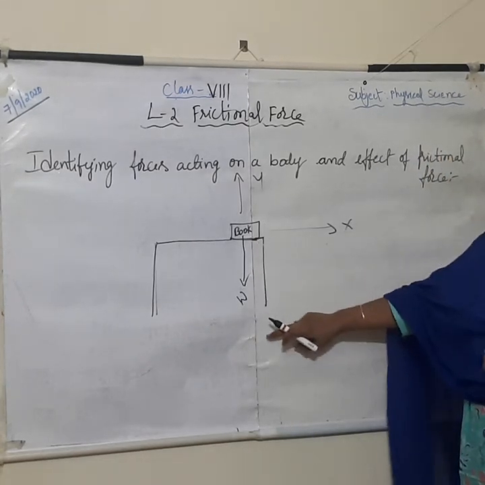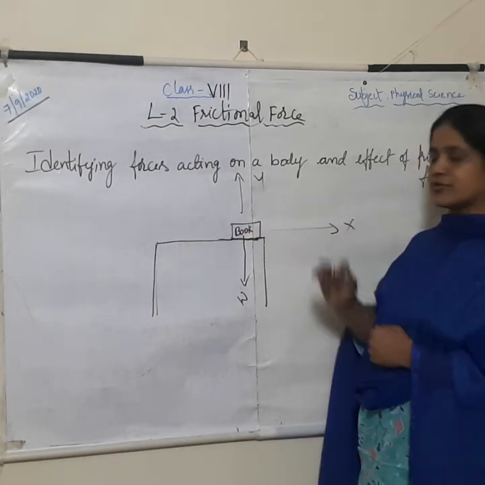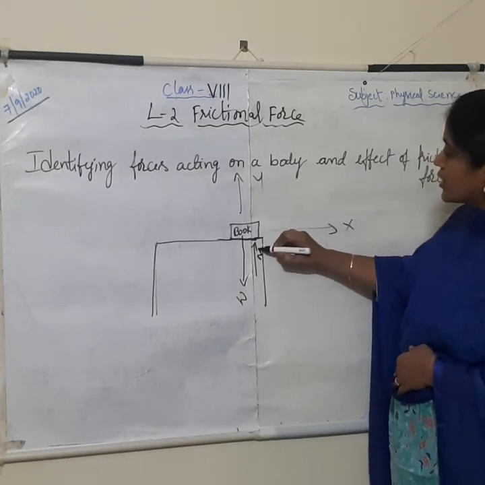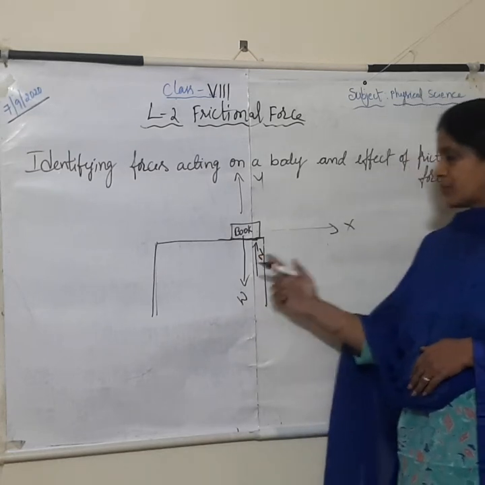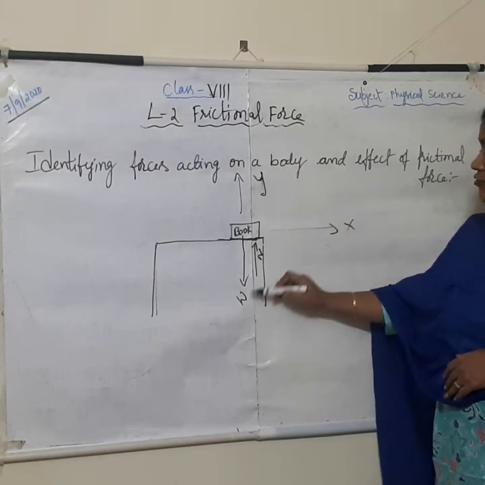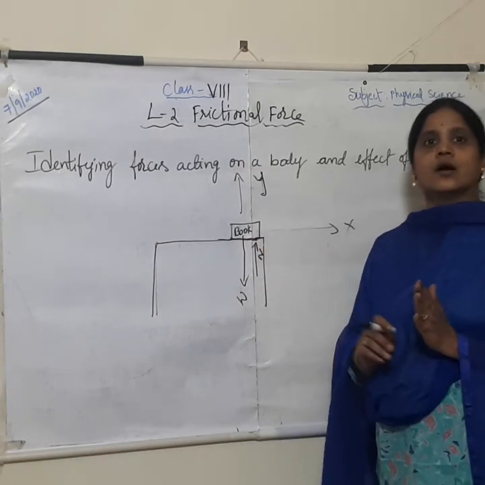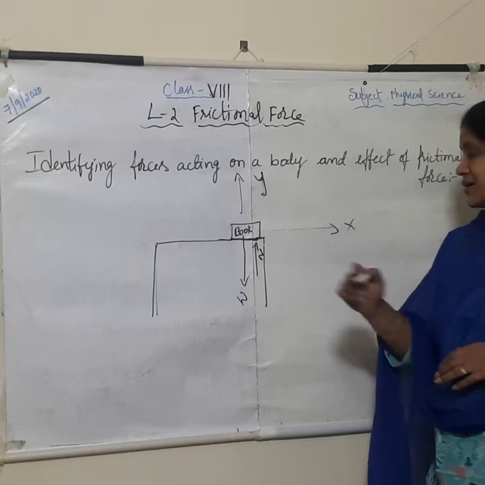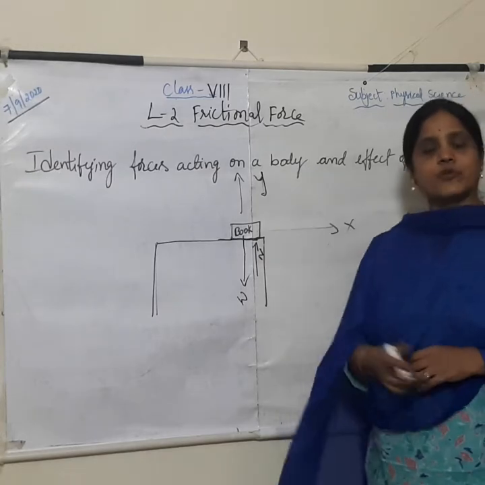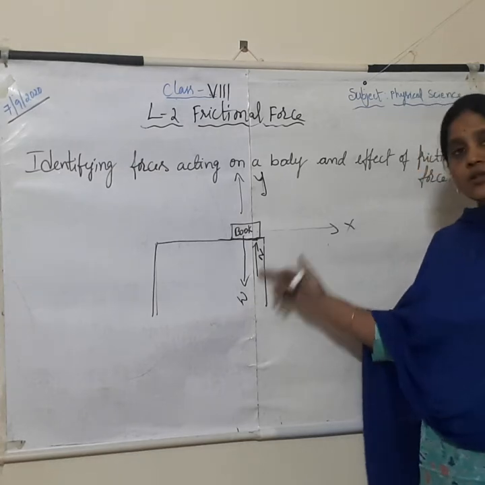Gravitational force acts in the downward direction, and the surface of the table exerts a force on the book that acts in the upward direction. We call that the normal force, and we represent it with N. Along the y-axis, the gravitational force and the normal force are acting on the book with the same magnitude but in opposite directions. One is downward, the other is upward. So these two forces are equal in strength, but they act in opposite directions.